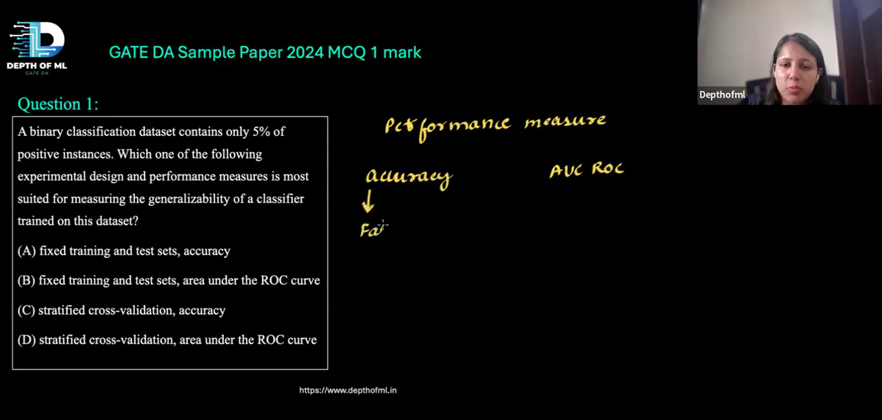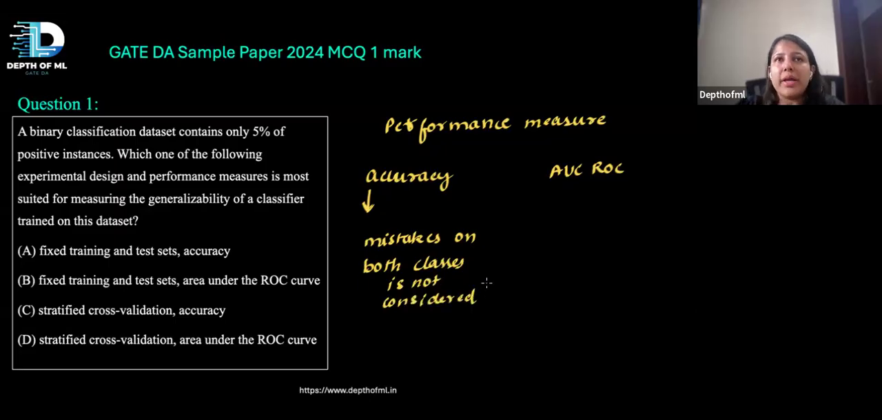or mistakes on both classes are not considered, in the sense of the weightage that they have, right? Making two errors on a class which has only 10 data points, and making two errors on a class which has like 1,000 points are different things. But accuracy doesn't look at it like that, right? It doesn't weigh both classes equally. Hence, accuracy is not the correct way to do it. We prefer AUC ROC. This is good for imbalanced data sets.